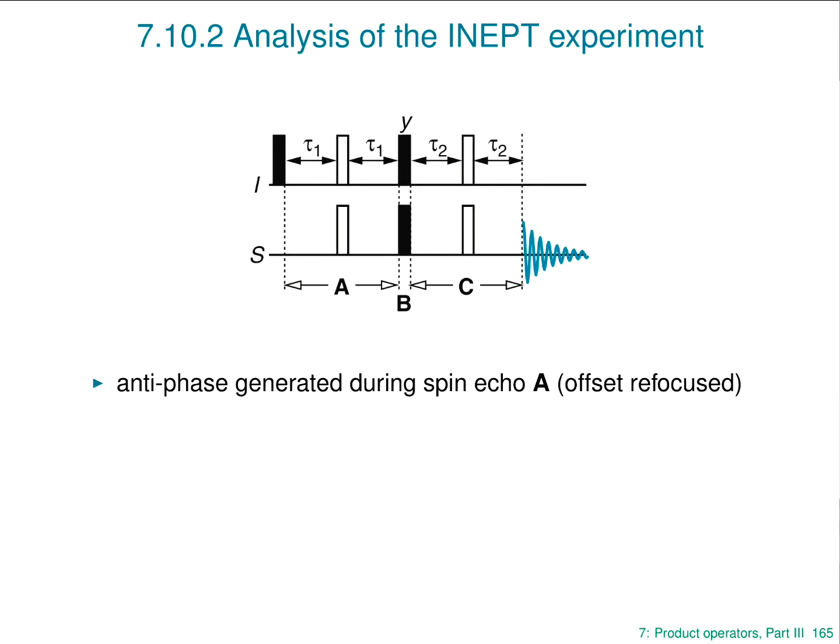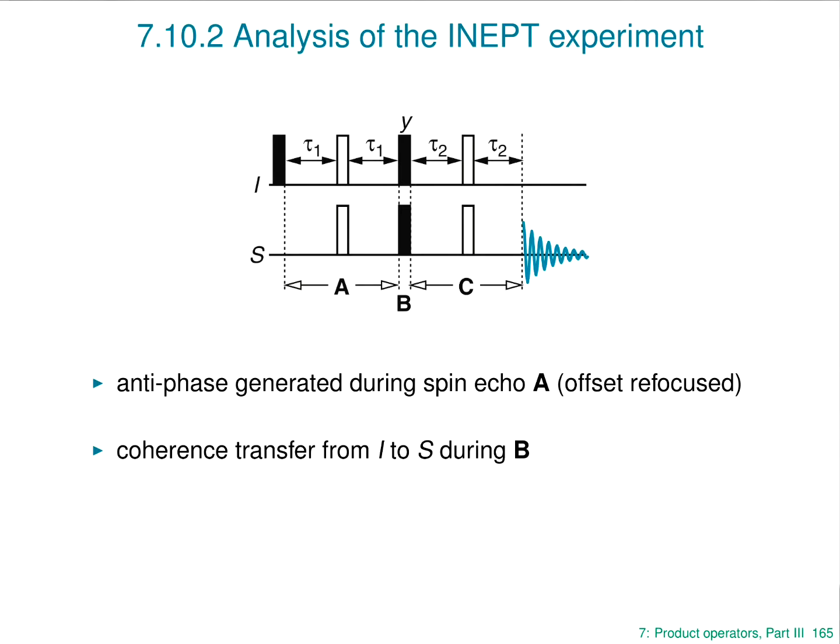So we can say exactly what's going to happen during period A. The offset will be refocused by those 180-degree pulses, and the coupling will continue to evolve. We know that because the 180-degree pulses are applied to both spins, therefore the coupling will evolve. So basically what happens during the spin echo A is we will generate some antiphase magnetization due to the evolution of the coupling, but the offset will be refocused.